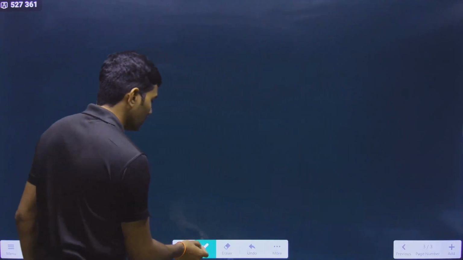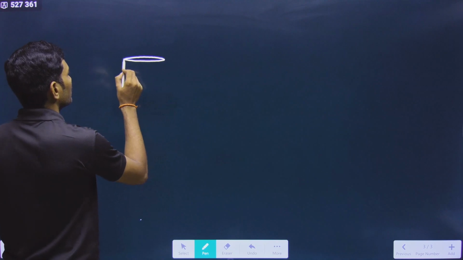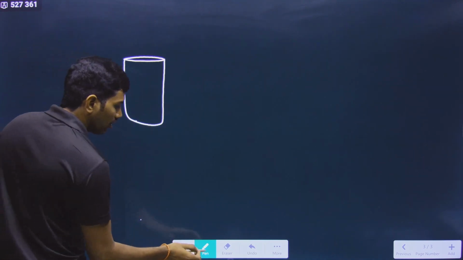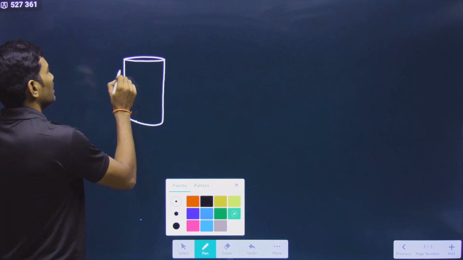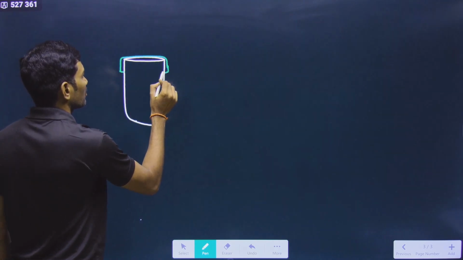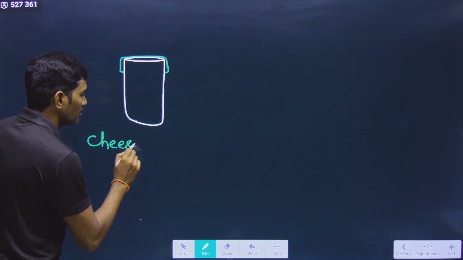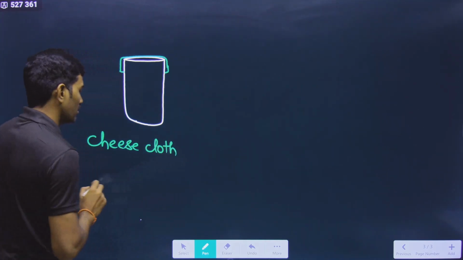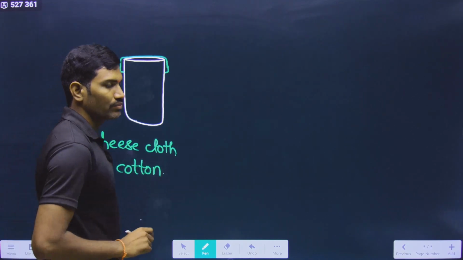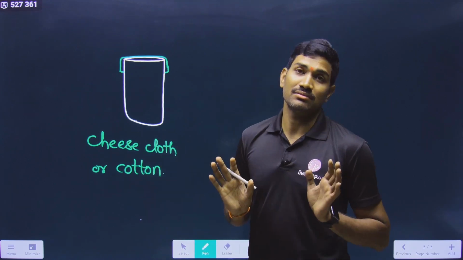Observe this diagram carefully. We will take another fresh beaker. On this beaker, we are keeping a cheesecloth. You can use a cheesecloth, or you can even use cotton also. Please remember, anyone you can use. You can use cheesecloth or you can use cotton.